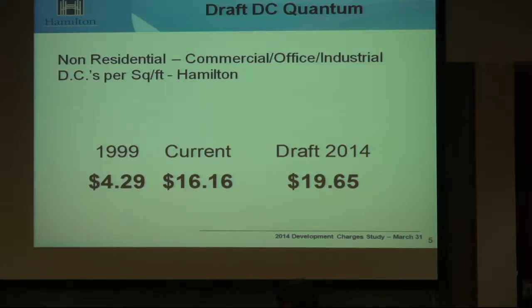$16.16. And with regards to the industrial development charge rate, currently we charge $9.60, which is approximately half of the draft calculated rate.